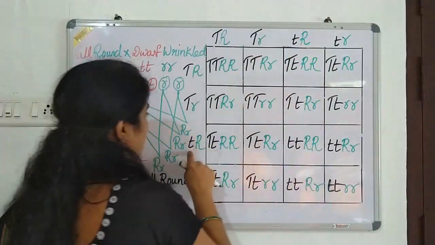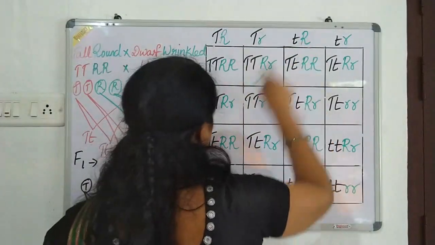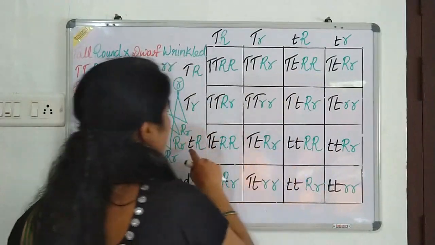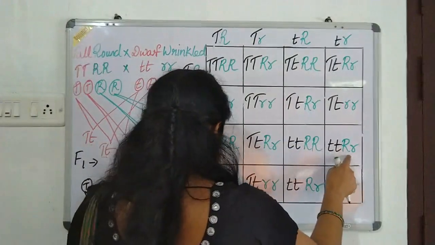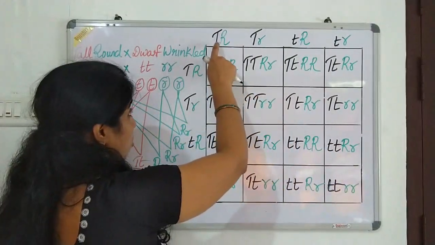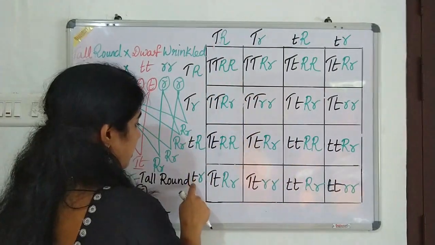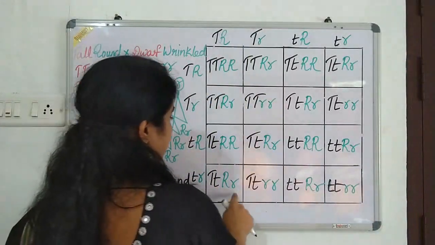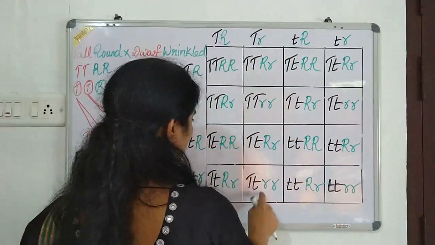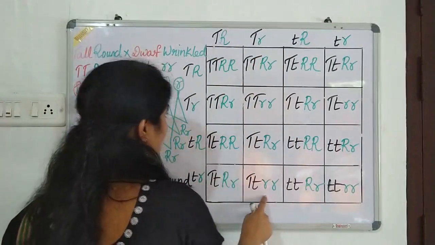Here small t, here also small t, here capital R, here also capital R. Here small t, both small t's, and here capital R and here small r. And here last column, first capital T, here small t, here capital R, small r. See, then capital T, small t, both r's are small.